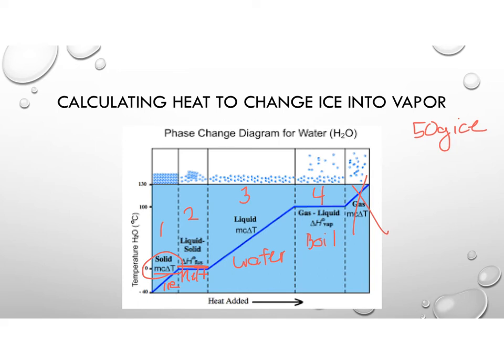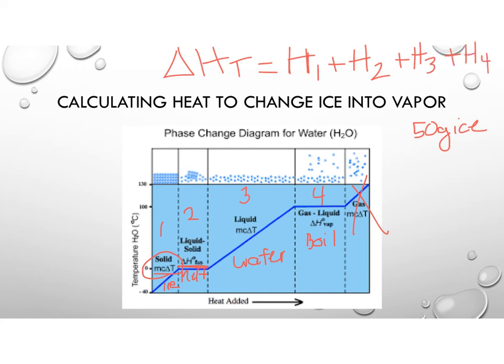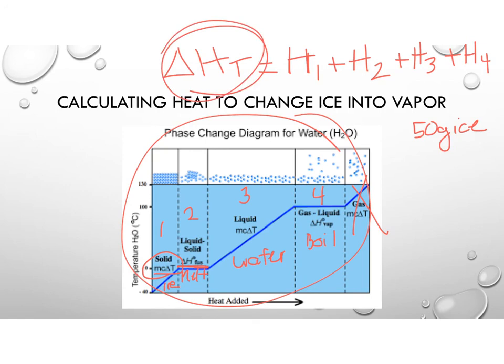What if I wanted to know the total heat? What was the total heat to change my ice at negative 40 degrees Celsius all the way to a gas? I would just have to add up the heat from section 1 plus the heat from section 2 plus the heat from section 3 plus the heat from section 4. If I add those all up, then I will get the total heat for that complete transformation of our ice into steam.